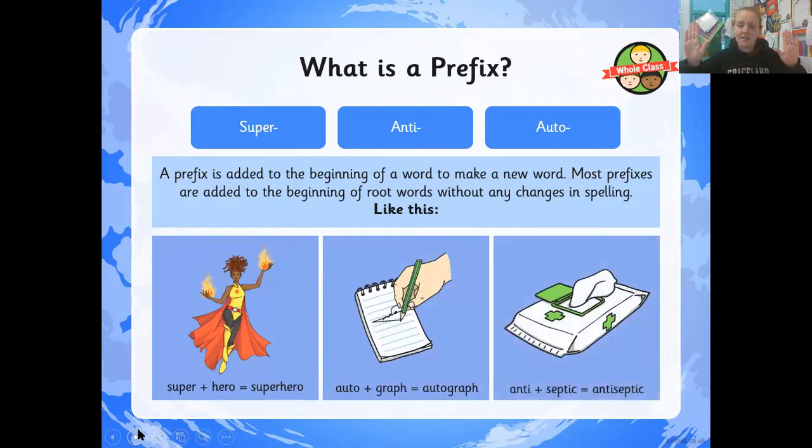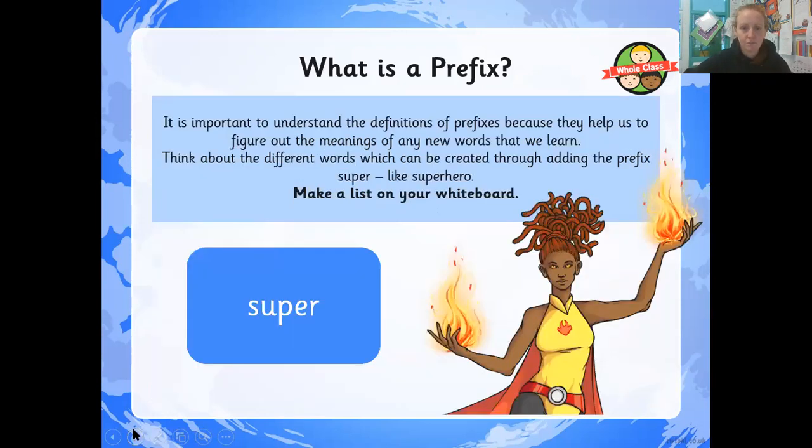Anti and septic. Now, septic might not be a word that you know of on its own, but it is a word on its own. Anti and septic, put together, makes antiseptic. And we'll look at those again. Nothing has changed with the root word on any of those.